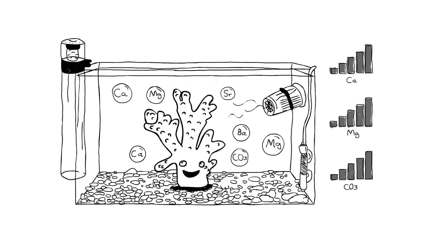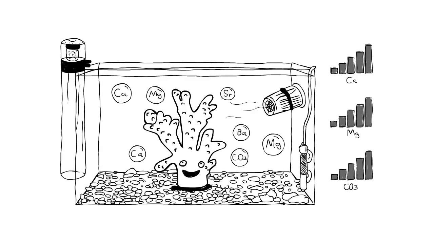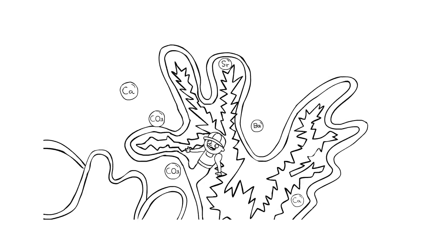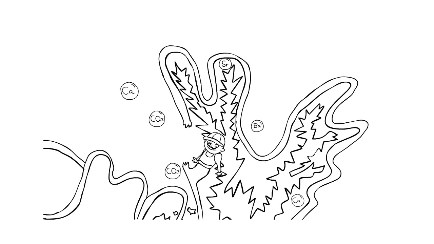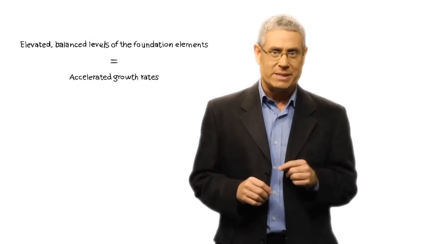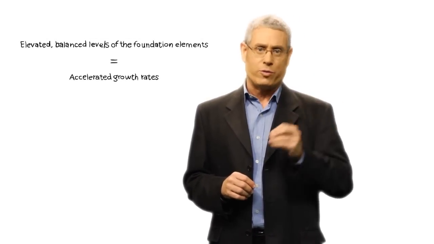However, our research has shown that the ratio among calcium, magnesium, and carbonate has a significant effect on both the strength and growth rates of coral skeleton. Skewed conditions such as low levels of magnesium or strontium can have serious consequences as the coral skeleton develops with a higher proportion of calcite, making it more brittle and susceptible to damage rather than the robust aragonite crystal structure. Our research has also shown that elevated balanced levels of the foundation elements will result in accelerated growth rates.